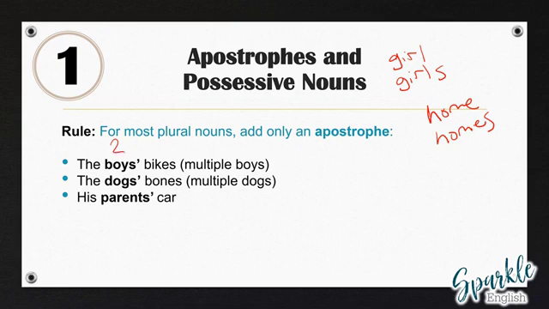For example, the dogs' bones. There's multiple dogs. Maybe there's two, maybe there's three. His parents' car. This would mean both mom and dad, that would mean their car. So it would be the car that belongs to the parents. Now, imagine this said, the boy's bike, like this. This would mean there was one bike, and both boys share the bike. Maybe they're brothers, for example. Okay? So for plural nouns, we add only an apostrophe at the end.